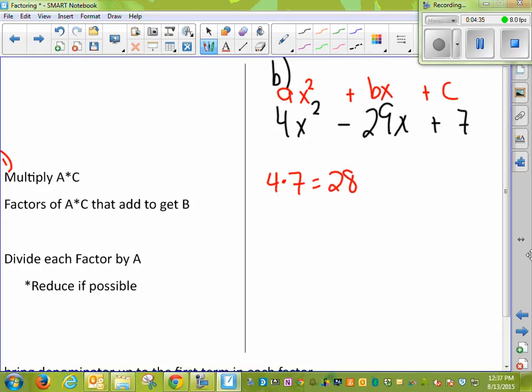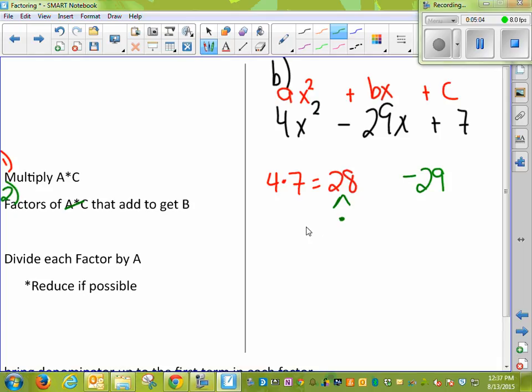Great, we love that step. Step number 2, factors of a times c that add to get me b. So factors of 28 that add to give me b, which is negative 29. All right, I see that b is negative, and I know that my largest factor has to be the same sign. So one of my factors has to be negative.